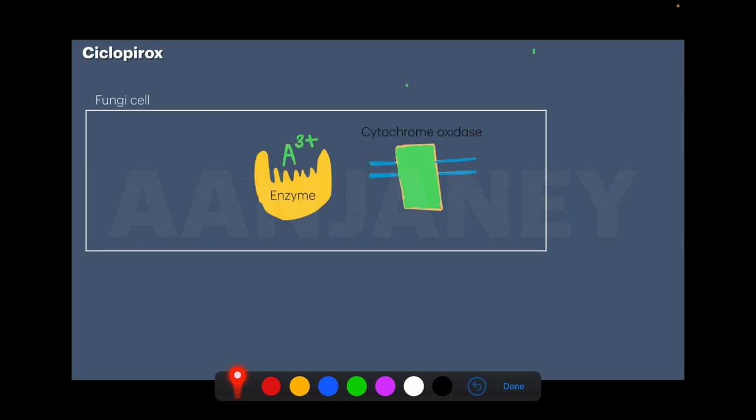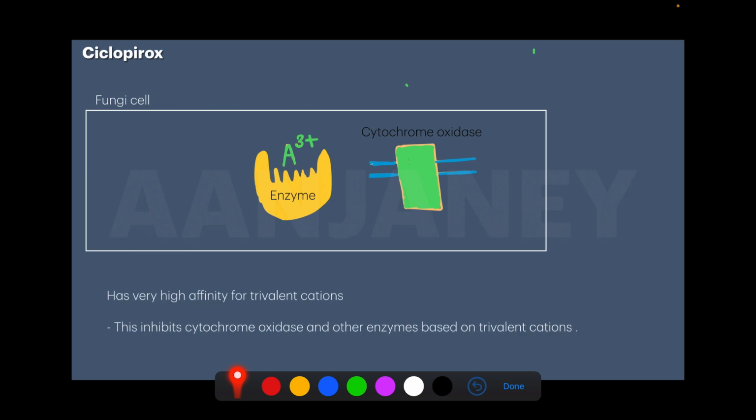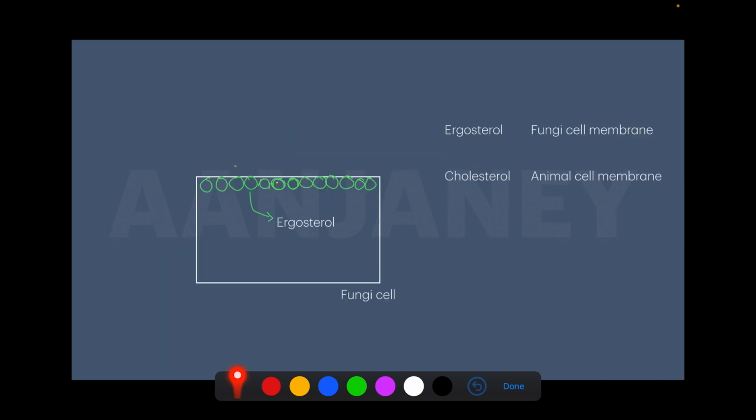Second drug is ciclopirox. Now what does this drug do? It inhibits first cytochrome oxidase. Now this drug also has affinity for trivalent ions. Now this enzyme is working with the help of these ions. If this drug is having affinity with these, it's obviously going to stop the functioning of this enzyme. So it has high affinity for trivalent ions. So the enzymes which are using these ions won't work, and it also inhibits cytochrome oxidase.